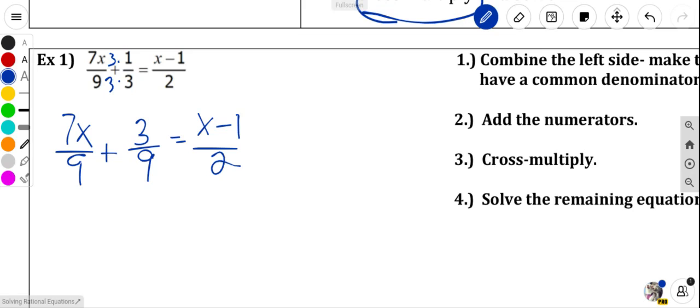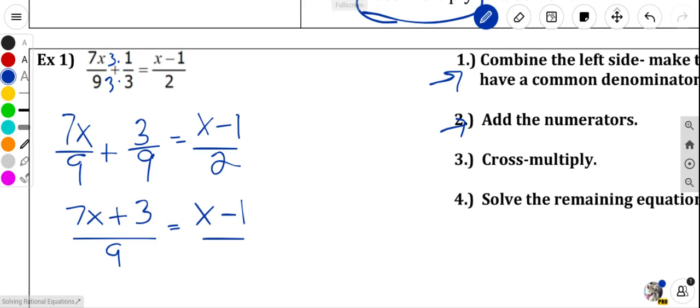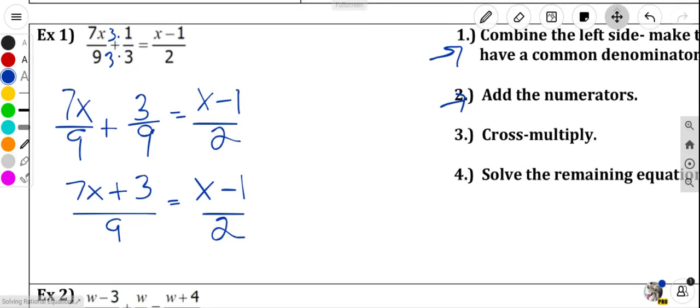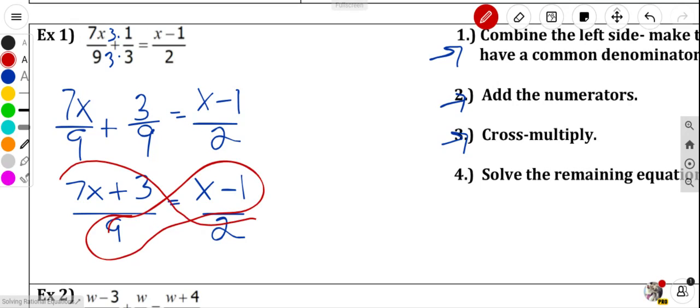So I made them have a common denominator. That was our step 1. Step 2 is add the numerators. We're just going to add 7x and 3, which are not like terms, so it's just 7x plus 3 over 9. And the right side stays x minus 1 over 2. Now this looks like the problems that we did last time. So now we can go to step 3, which is cross multiply. Remember, to cross multiply, I'm going to do 9 times x minus 1, and I'm going to do 2 times 7x plus 3.